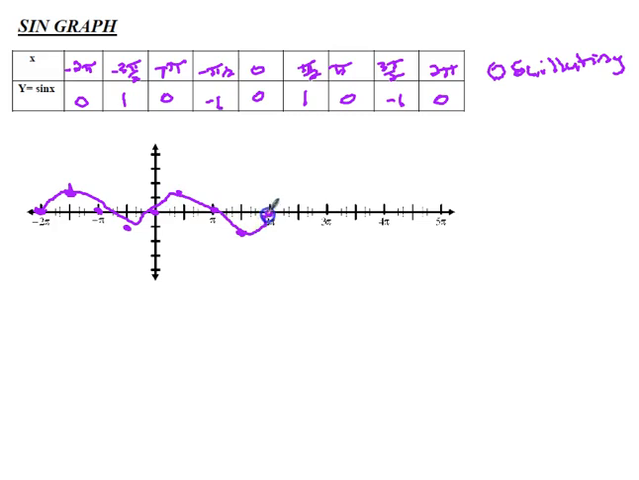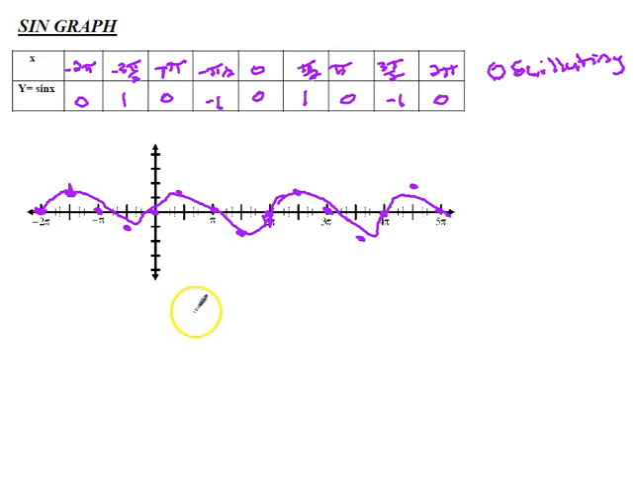So we get this general shape for sine. It's supposed to be a nice smooth curve, but it's hard for me to draw that. And this pattern would continue. So we go up to 1, go to 0, go to negative 1, go to 0, go to 1, and back to 0. So we get this general shape that looks like this. And again, they should be all connected.